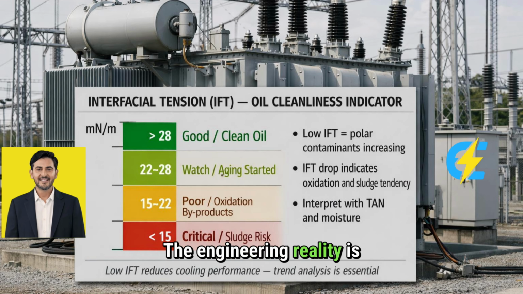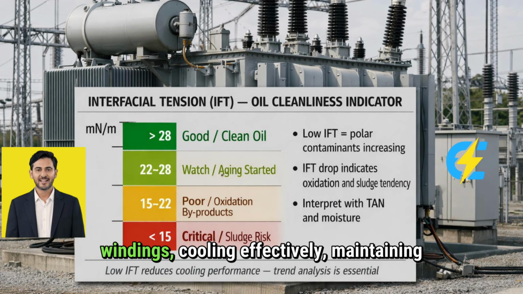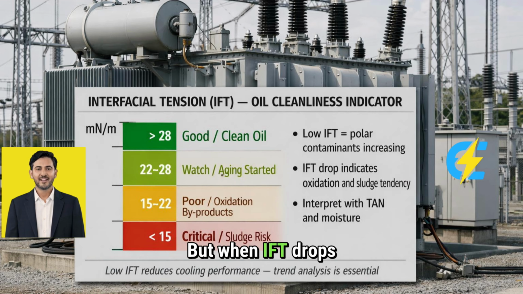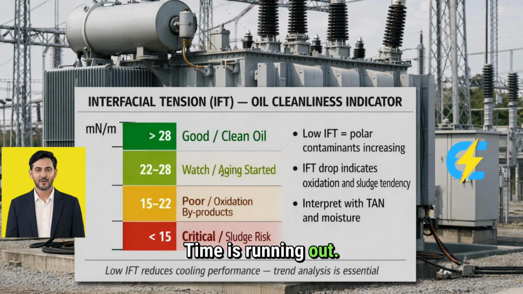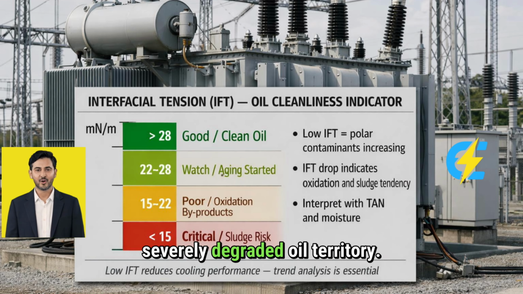The engineering reality is stark. Healthy oil maintains IFT above 28 millinewtons per meter. This is your green zone. Your oil is still doing its job, protecting windings, cooling effectively, maintaining dielectric strength. But when IFT drops into the warning zone between 22 and 28 millinewtons per meter, you are entering dangerous territory. The oil is questionable. Sludge precursors are forming. Time is running out. And when IFT falls below 22 millinewtons per meter, you've crossed into severely degraded oil territory.